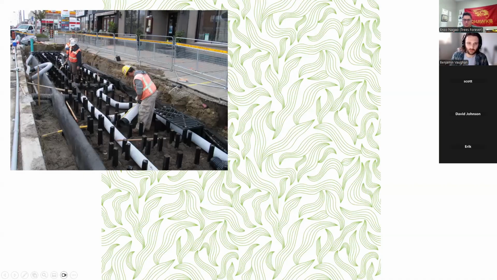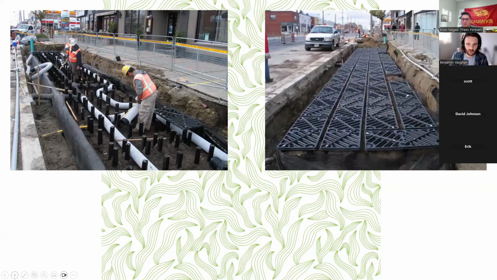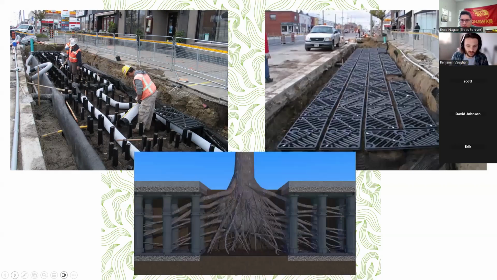So there are things that a lot of cities are implementing, or people can implement, just to ensure their trees are more healthy. This is something cities do. This is a form of permeable pavers. And it's just to make space to reduce that compaction and provide a better root zone under the concrete.